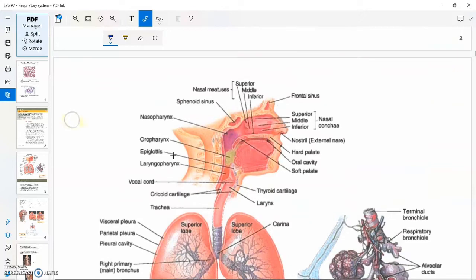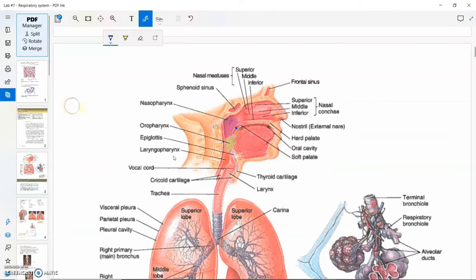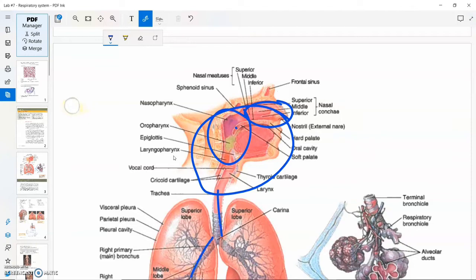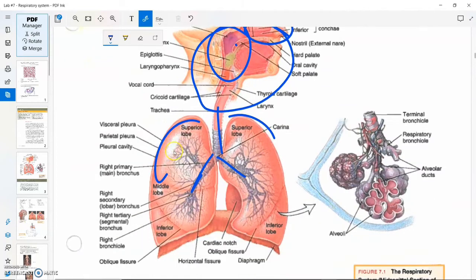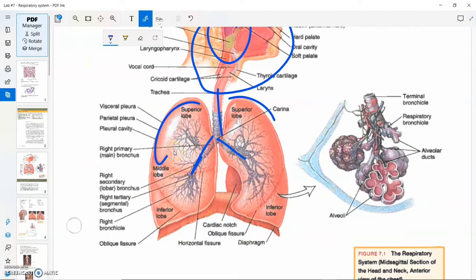So this is the general anatomy of the respiratory system. The larynx, pharynx, and nasal cavity are considered to be the upper respiratory tract, and the trachea, bronchi, and lungs are the lower respiratory tract. All the way down to the terminal bronchioles is the conducting zone of the respiratory system, the part that brings gases into the lungs.